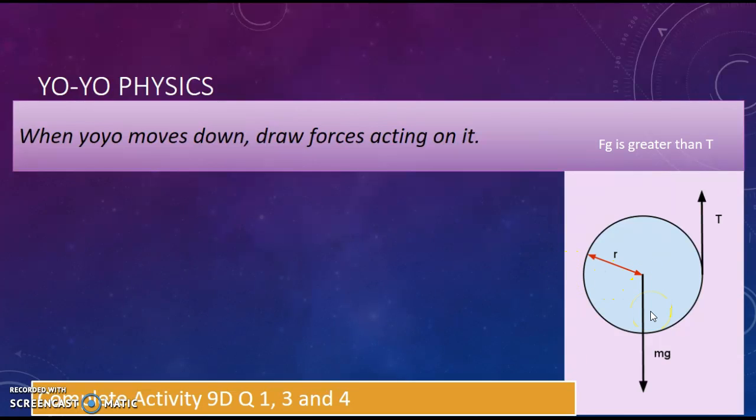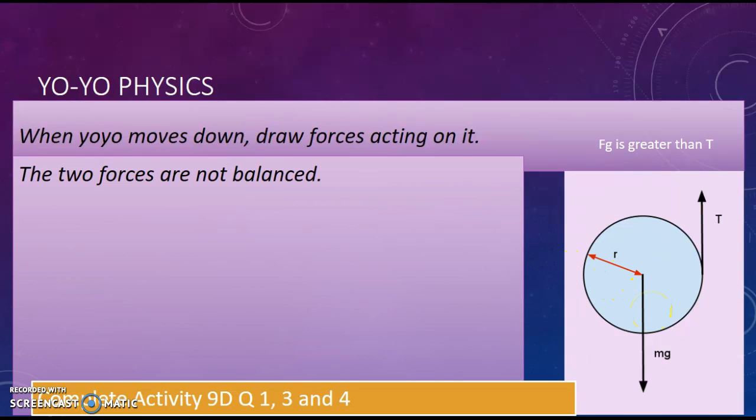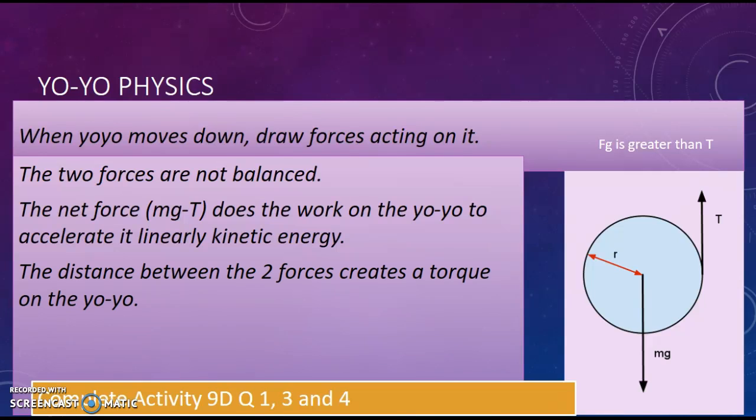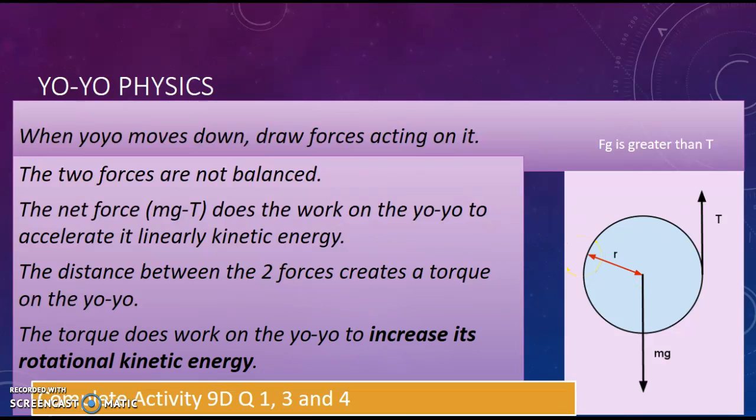So the forces acting on the yo-yo mean that Fg is greater than T. So the two forces are not balanced. The net force, which is weight force minus T, does the work on the yo-yo to accelerate it in the linear direction. So in other words, as the string unrolls around the yo-yo, the distance between these two forces creates the torque on the yo-yo. The distance is r, so the torque does the work on the yo-yo to increase its rotational kinetic energy.